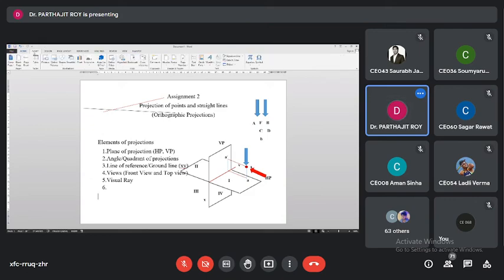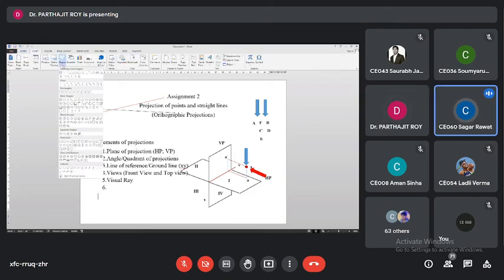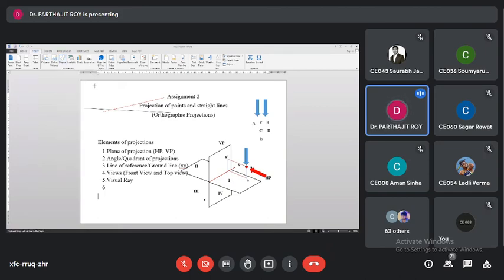Tell me. Sir, rays passing through the point and perpendicular to the planes. Rays passing through the point and perpendicular to the planes or parallel. We require a little bit of modification. It is correct, but a little bit.